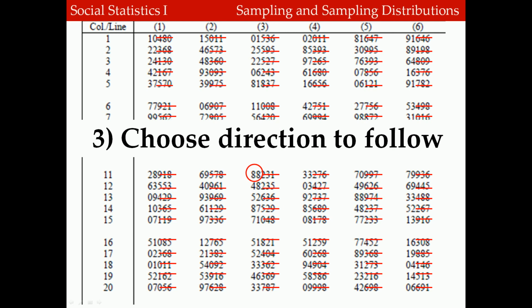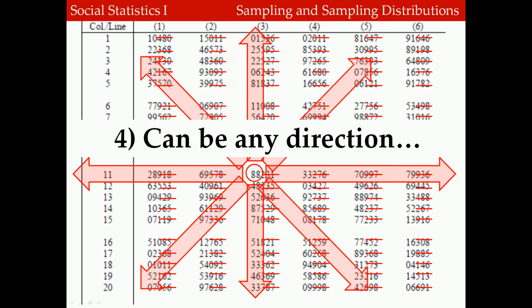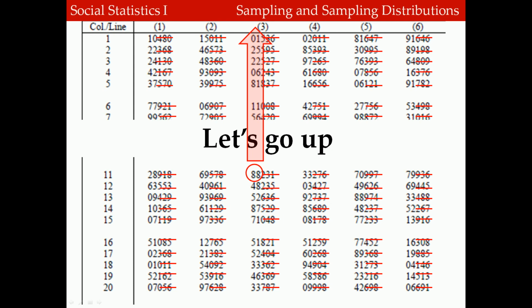The next thing we have to do is choose some kind of direction to follow so that we can sample cases into our sample. It really doesn't matter which way we go. We can go up, down, left, right, or in a diagonal fashion. Any of these is acceptable as long as we're consistent. So let's go up, and when we run out of space, we'll go to the next column to the right.